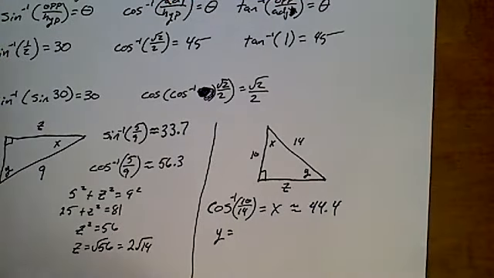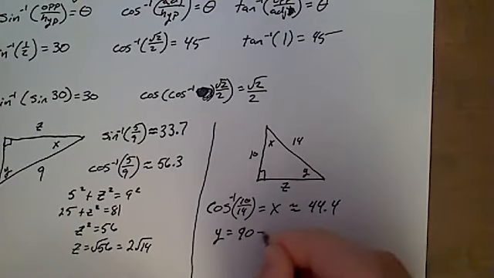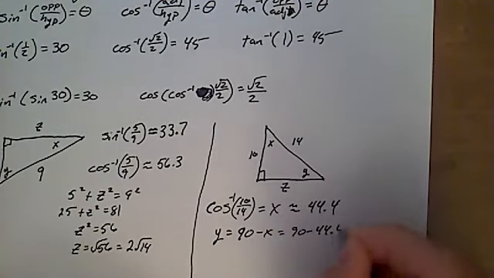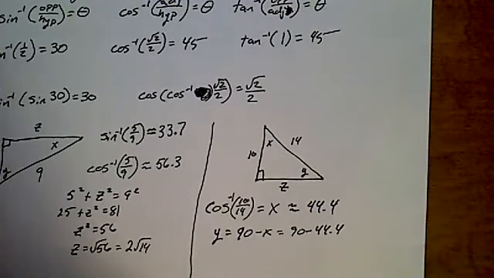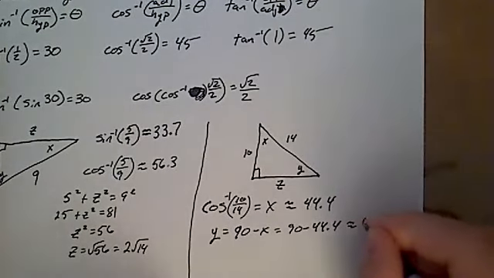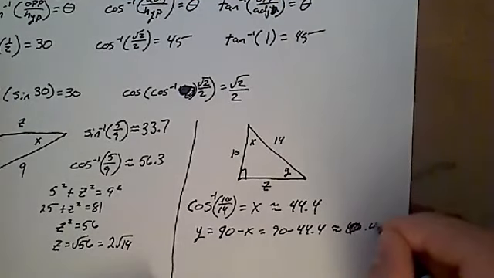Now we're going to find y the easier way. Y is equal to 90 minus x, or about 90 minus 44.4, which is about 45.6.